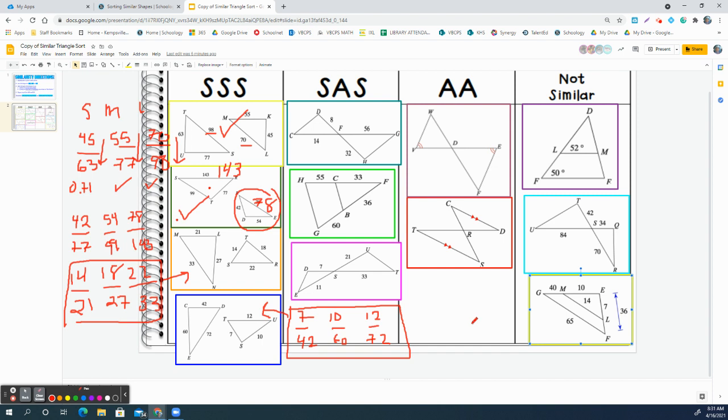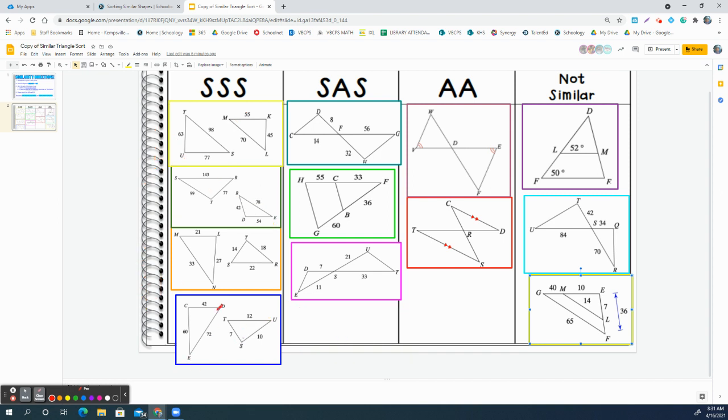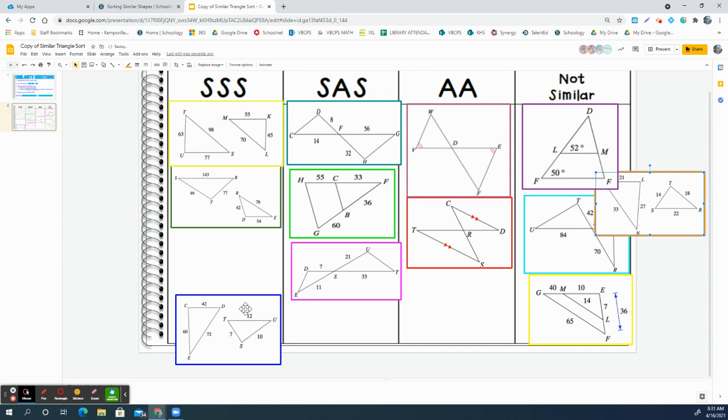Anybody got an idea? Which one stays, which one goes? The blue one stays and the orange one goes? I agree. So I got 0.166 repeating for the blue one. This one stays. And this one, I think the last fraction was messed up. So this one goes. Okay.